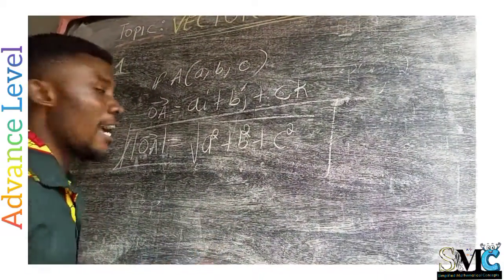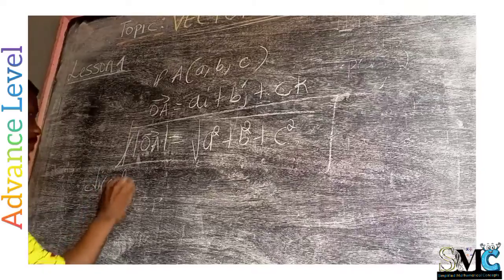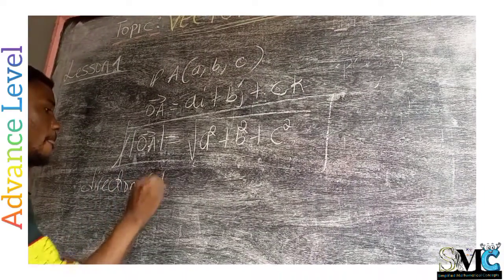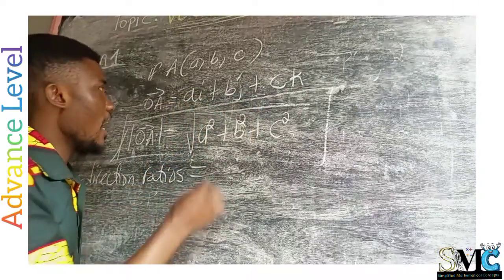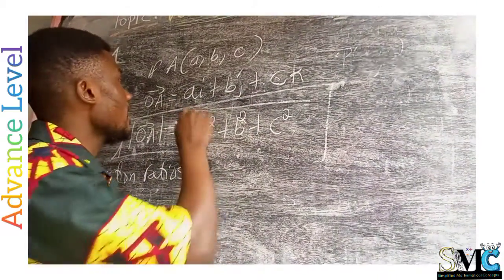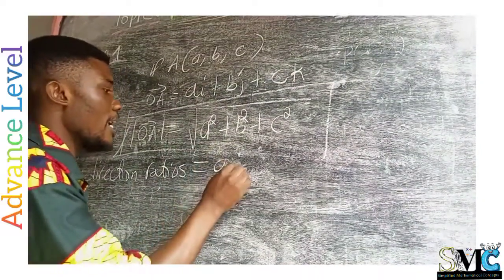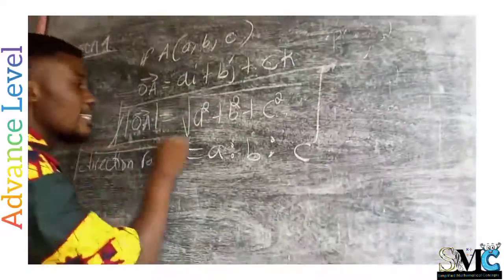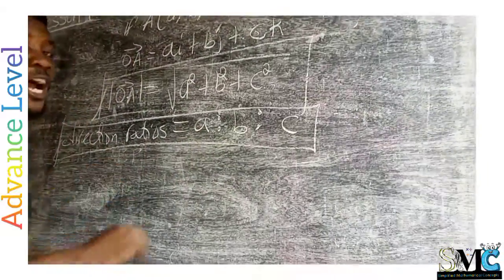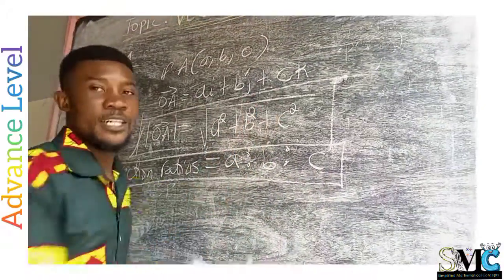Also, the direction ratios of the vector OA are simply the scalar components of these vectors. That is, a is to b is to c. This gives us the direction ratio. So if you are asked to find the direction ratios, you simply take the scalar components of the vector.